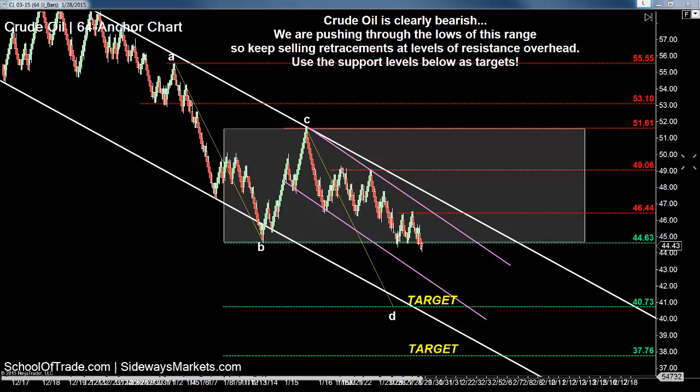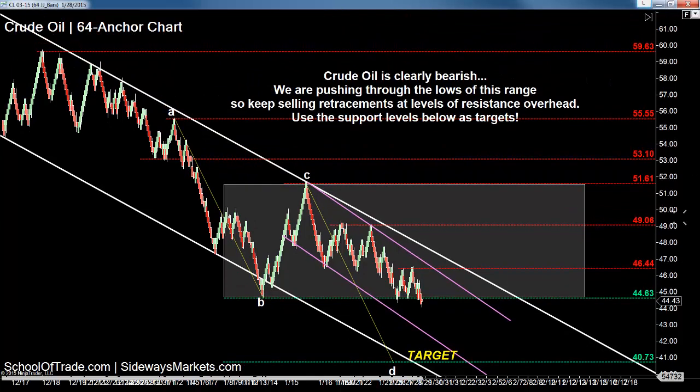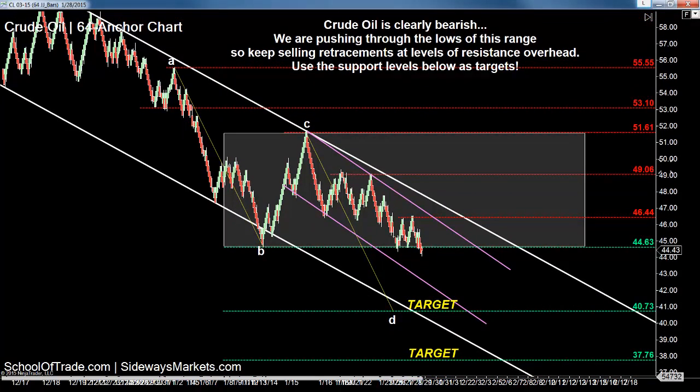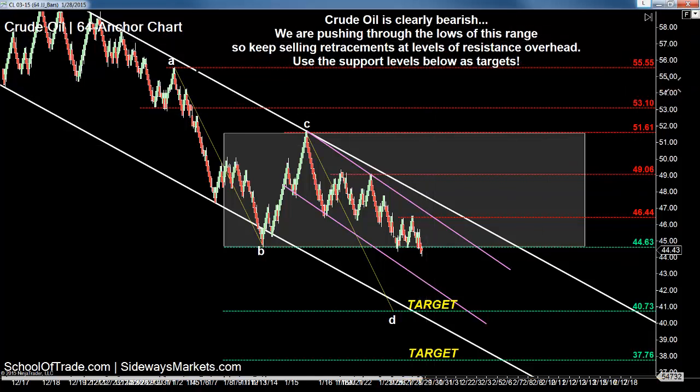Now, here's a 64 anchor on crude. A little bit slower time frame than the others because I wanted to do some follow-up on this. We talked about this earlier this week. Crude oil is clearly bearish. We're pushing through the lows of this range.